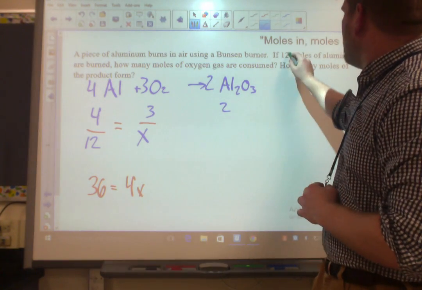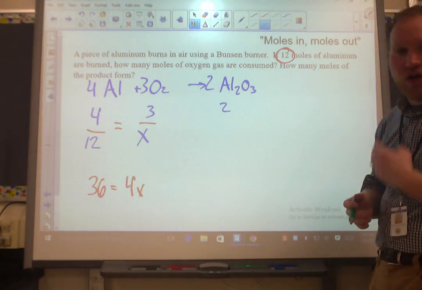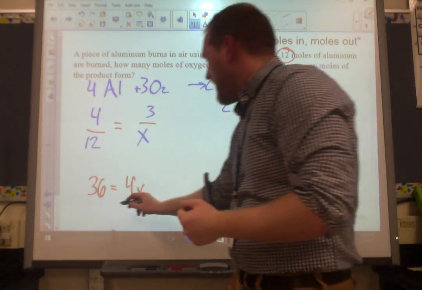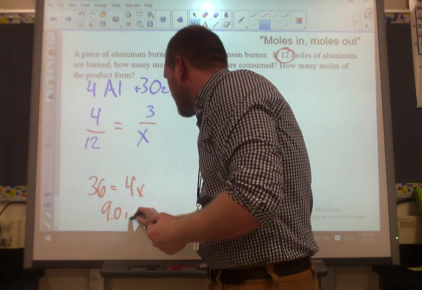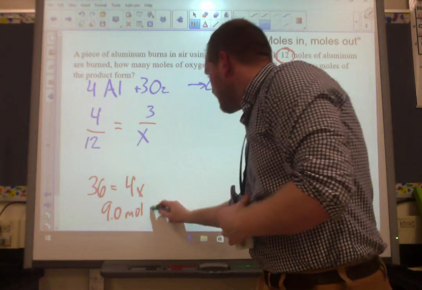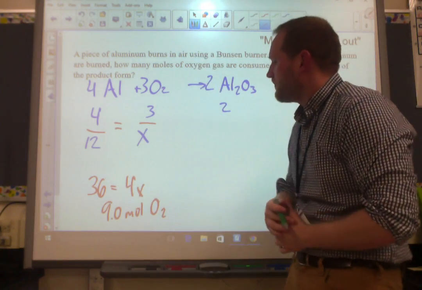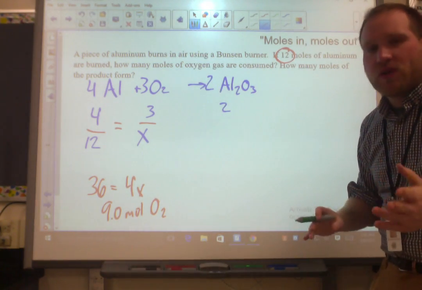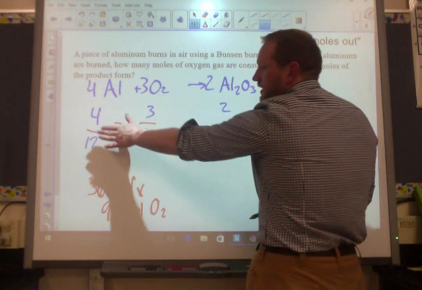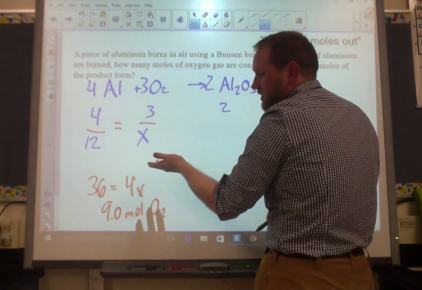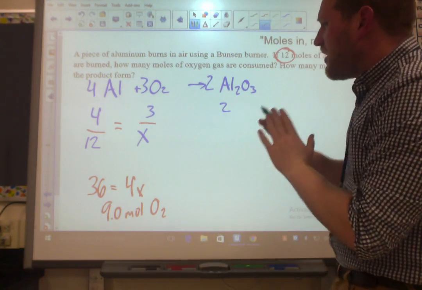But you want to be careful with sig figs. If I told you 12 moles, you're going to need to answer with 2 sig figs. So it's going to be 9.0, and that's 9.0 moles of O2. Okay, and that's what my answer would be here. So again, there's two ways of going about it. You can either work it out like this with your cross multiplying, or you could just think about what the ratio is.